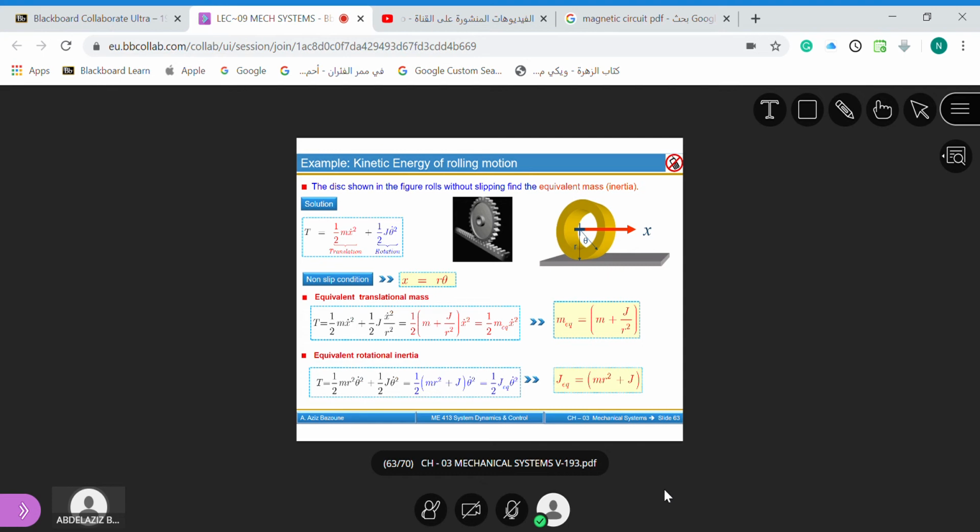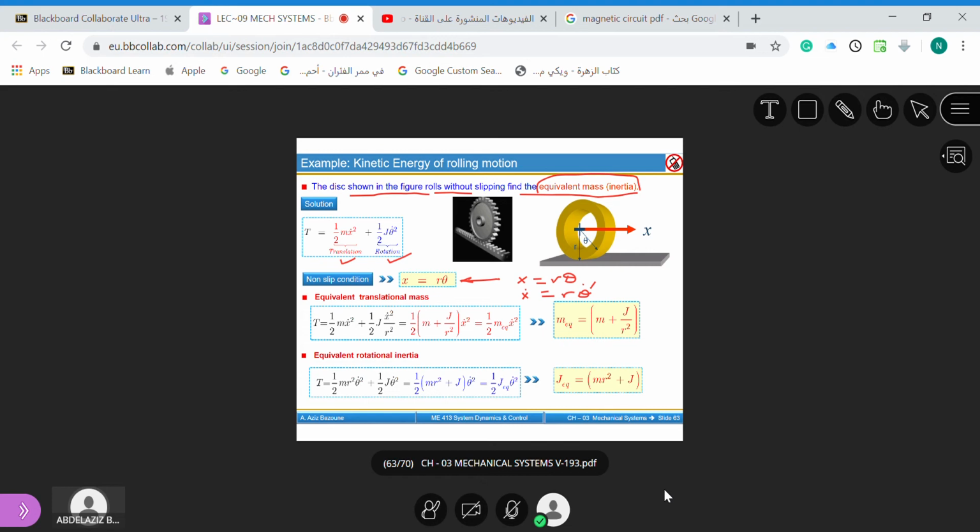The kinetic energy for a rolling motion: we have the disk, which is shown in the figure, that rolls without slipping. Find the equivalent mass or inertia. Since the disk is translating and rotating at the same time, the kinetic energy for translation will be half m x dot squared, and for rotation, half J theta dot squared. For a non-slipping condition, since there is no slipping, we can write x is equal to r theta. So x dot will be equal to r theta dot. You know this from dynamics.